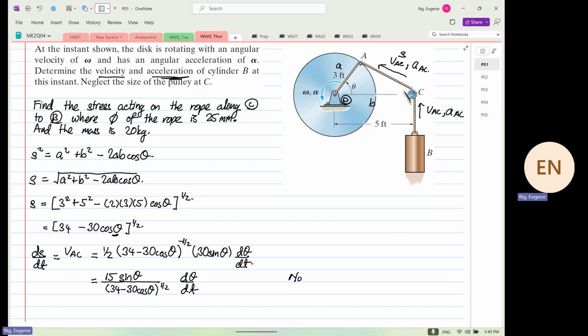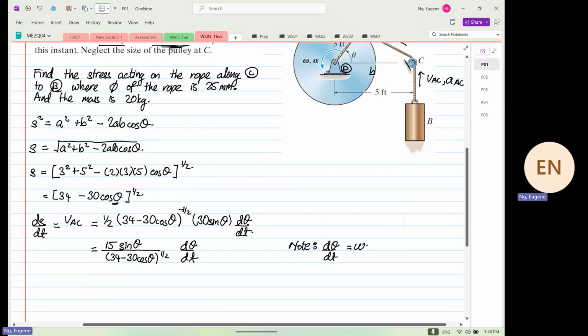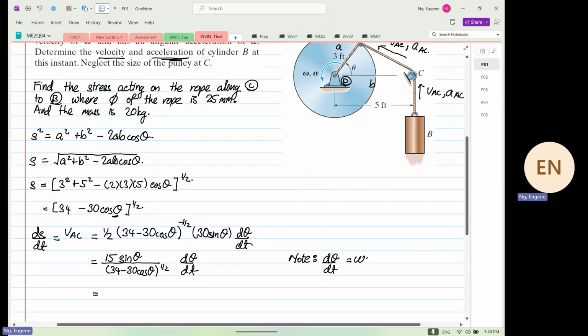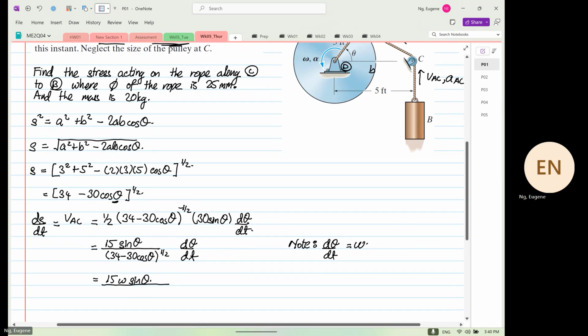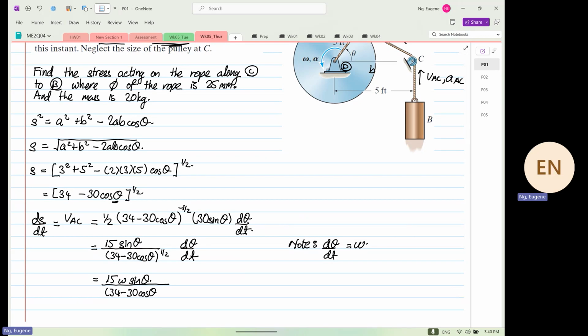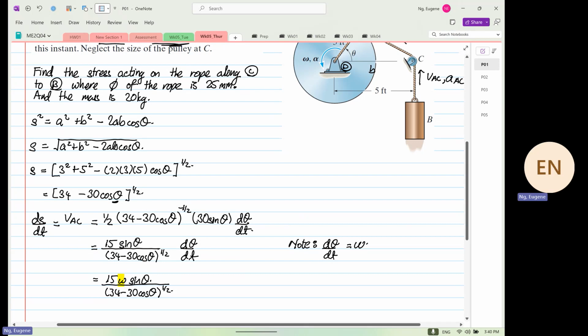And then note, if you are aware, d theta over dt is also equal to omega. So from here, we know that this is equal to 15 omega sine theta over 34 minus 30 cos theta power of half. Okay. Be careful over here. Remember, do not forget to include the omega.